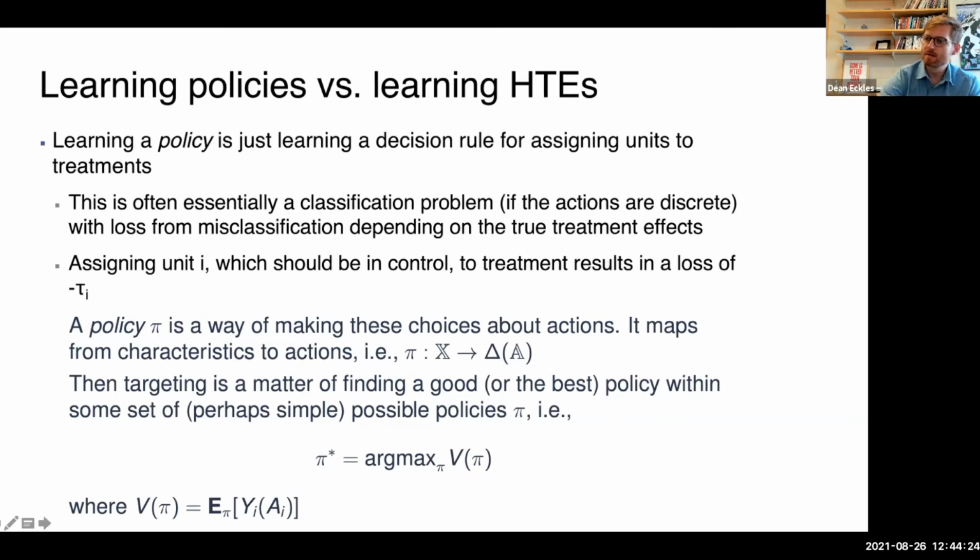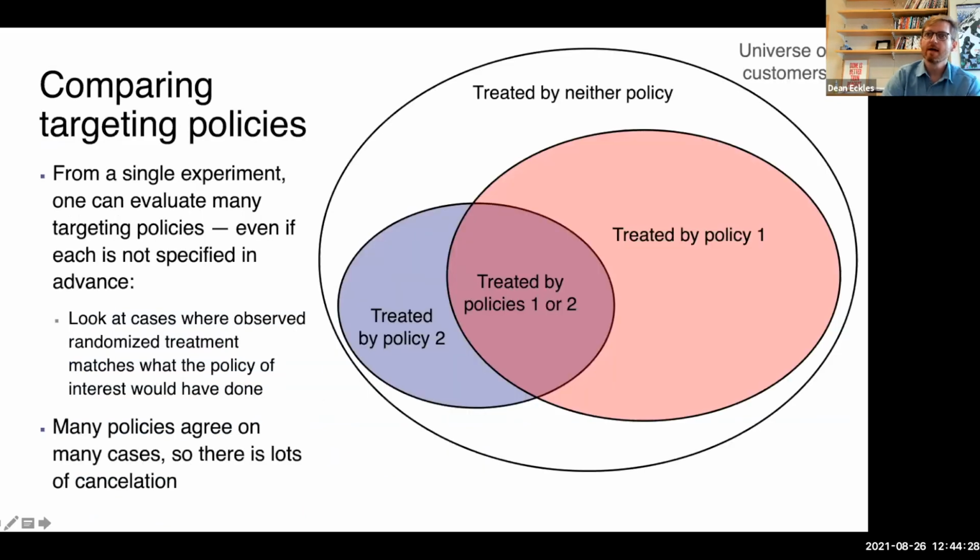One that I think forms the basis of what Susan and co-authors do here is that from a single experiment, we can evaluate many targeting policies and compare among a bunch of different targeting policies, even if we haven't specified those policies in advance. In order to do that, if we have a randomized experiment, we're going to look at those units where it just happened that the unit was assigned to treatment and the policy said to treat them, or that the unit was assigned to control and the policy said to put them in the control. And so to evaluate any policy, we can just look at those matching cases where, because of random chance in our randomized experiment, we did what this policy of interest would have done. And then when we're making contrasts between policies, we're going to look at cases where those two policies disagree.